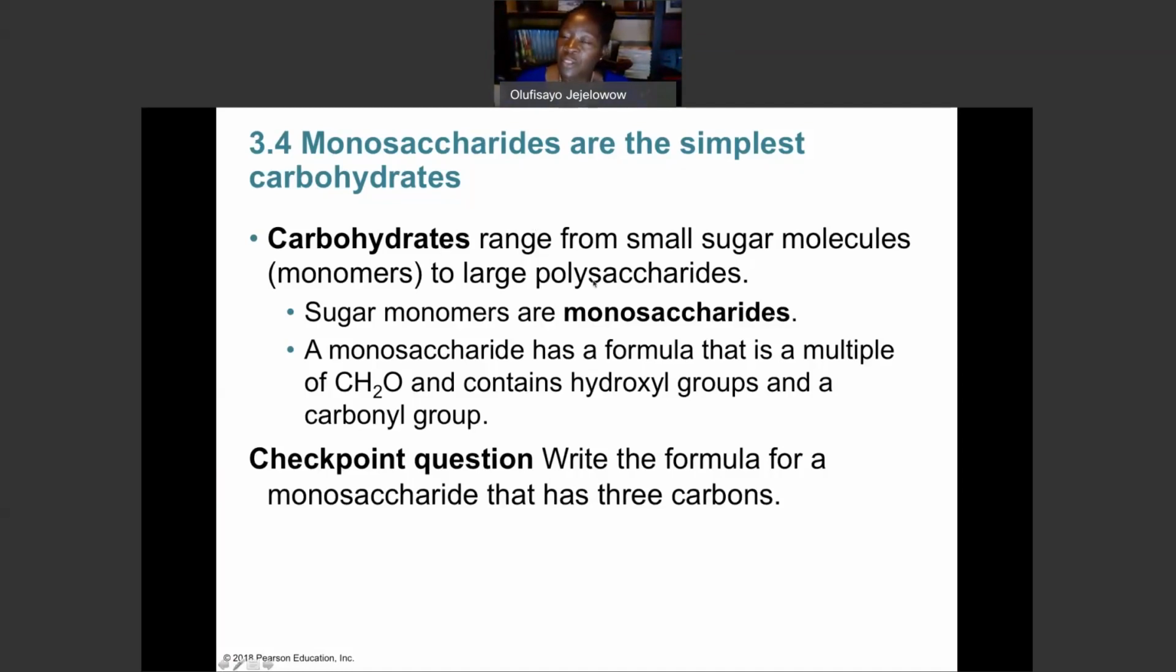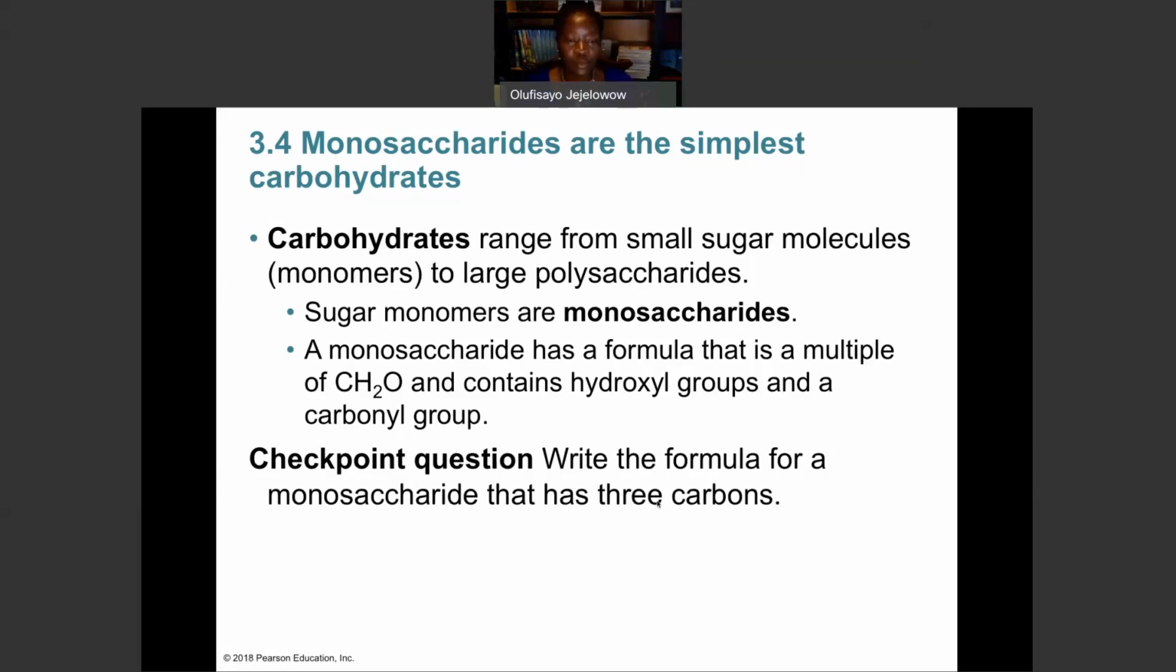Carbohydrates range from those simple sugars, which are made of just one monomer, to large polysaccharides with many monomers joined together. The sugar monomers are called monosaccharides. The general formula for a monosaccharide is CH2O, and it contains a hydroxyl group and a carbonyl group. So, checkpoint question: write the formula for a monosaccharide that has three carbon atoms.